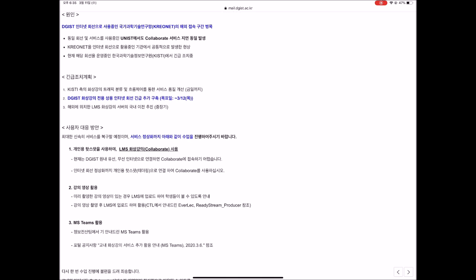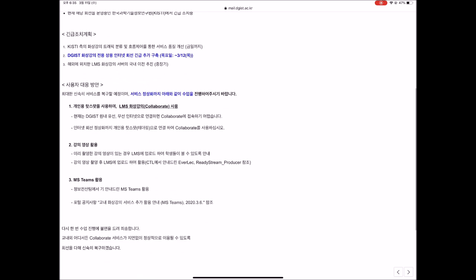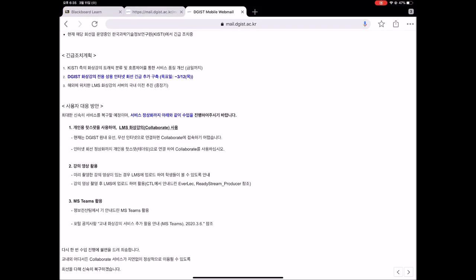We can still do this LMS live thing if we use our own hotspot data. If you are in school, the school Wi-Fi or the LAN internet doesn't work with this live lecture system. However, you can access it with your own hotspot, but I think that'll consume a lot of your data, right? So I don't want to do that. Okay. So we'll do the recorded lecture. All right.